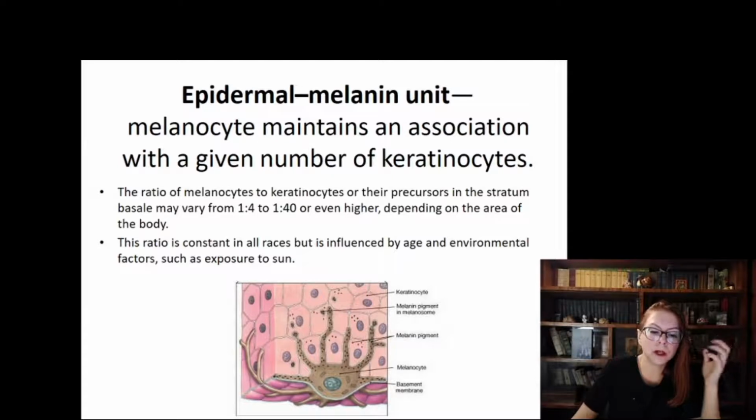And first of all, we have to say that melanocytes are associated with a given number of keratinocytes. This ratio is more or less stable, and it doesn't depend on the nationality, on the race, or on any other parameter. So in dark and light skin, independently, there is a stable ratio between melanocytes and keratinocytes. The complex of one melanocyte and associated keratinocytes is called the epidermal melanin unit.